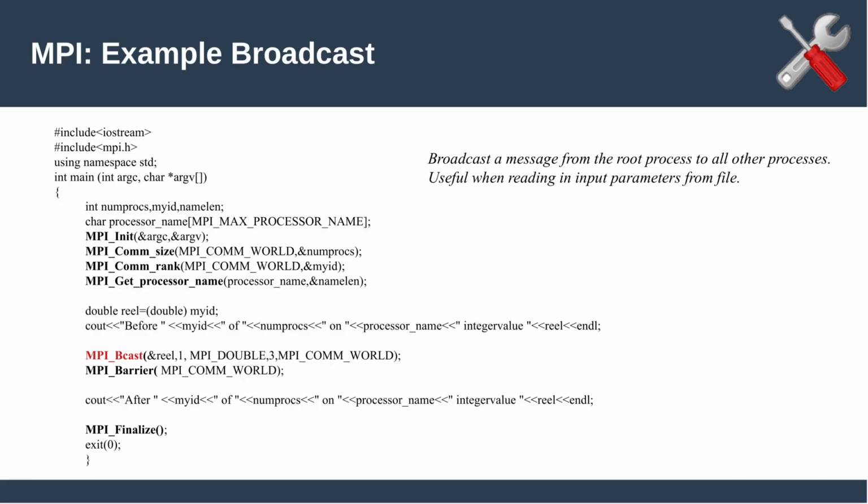In this MPI example, a broadcast operation is demonstrated. The root process, identified by rank 3, sends a double value to all other processes. Each process prints its rank and the received value before and after the broadcast. This technique is essential for distributing input parameters efficiently across multiple processes.